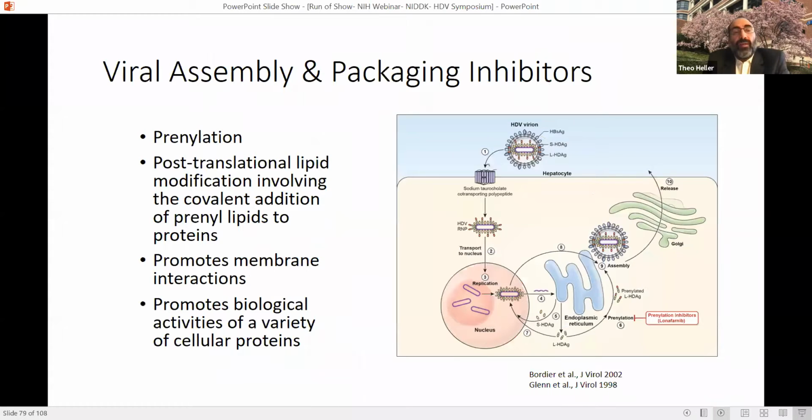What about viral assembly and packaging inhibitors? These are prenylation inhibitors, and you've heard that the post-translational lipid modification is essential for membrane interactions, which is biologically important for a variety of cellular proteins, but here for the assembly of hepatitis B. Next slide, please.